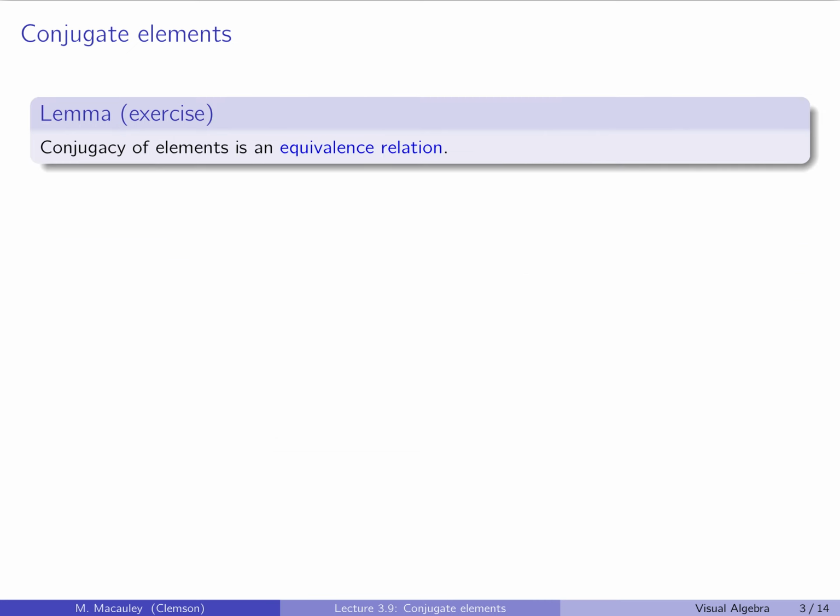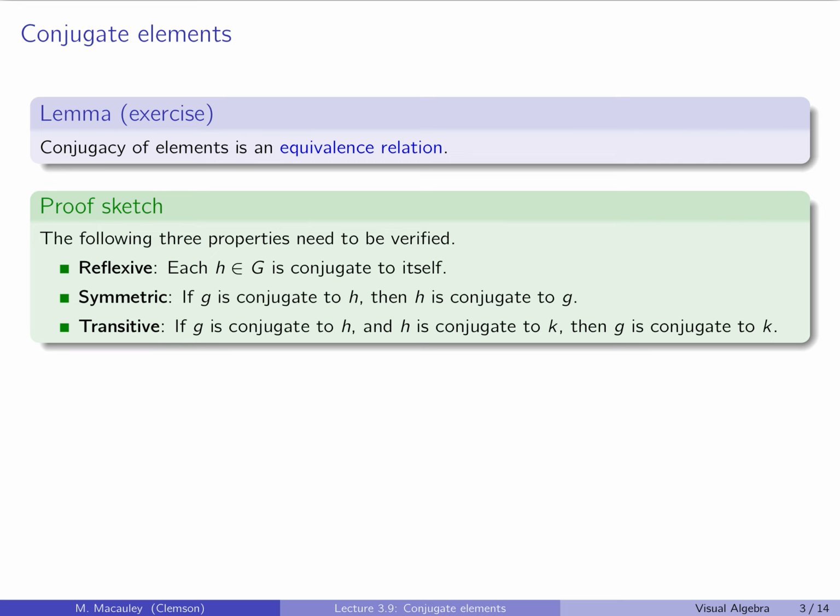It's elementary to show that conjugacy of elements, just like conjugacy of subgroups, is an equivalence relation. Remember, to verify this, we have to show the three properties of being an equivalence relation. We have to show that each element is conjugate to itself, and that just holds because e h e inverse equals h. We need to show that if g is conjugate to h, then h is conjugate to g. This is just like for subgroups.